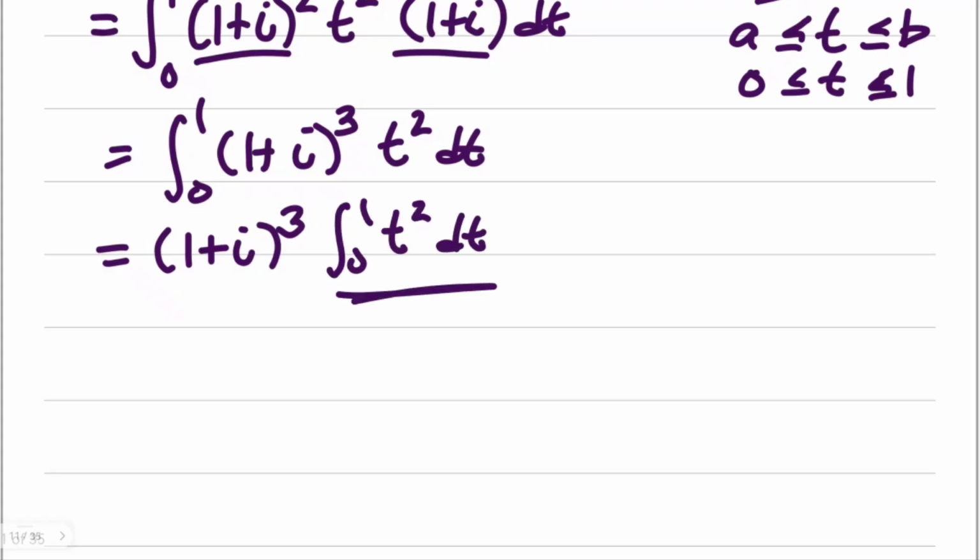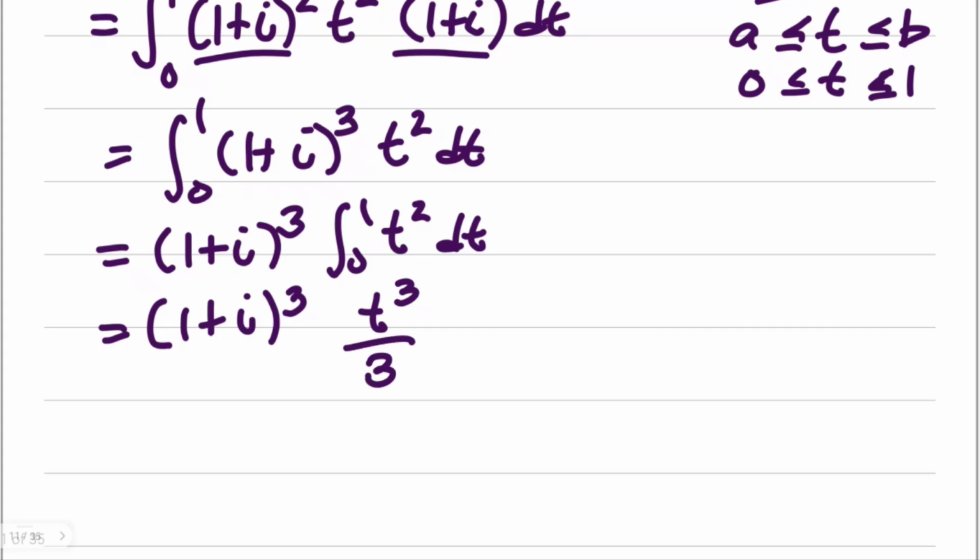What remains within our integral would be those with variable t, as long as they are under multiplication. If they are under subtraction or addition, we cannot do that. But under multiplication, you can always move out the constant, which is this one here. So this is further equivalent to 1 plus i cubed. And of course, the integral of t squared is t cubed over 3, t to the 2 plus 1 over n plus 1, right? So we're no longer using dt, but it would be from 0 to 1.